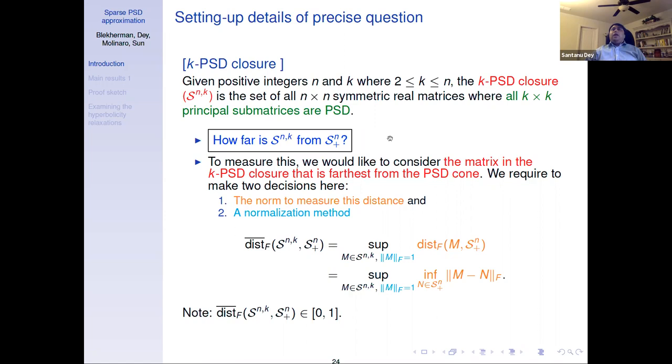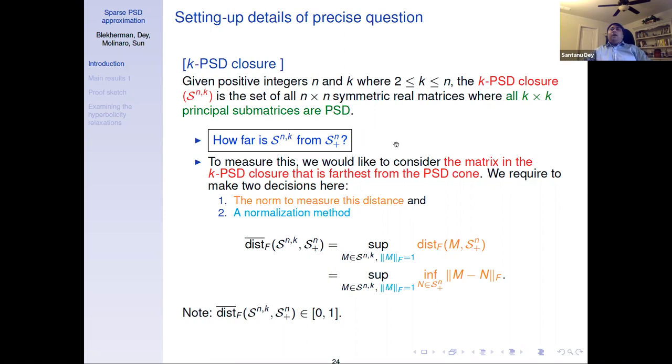Okay, this is a good time for me to stop and make sure the notation is clear, if there are any questions before I move on. Okay, so I've not heard any, so I'll move on. Hopefully the notation is clear.